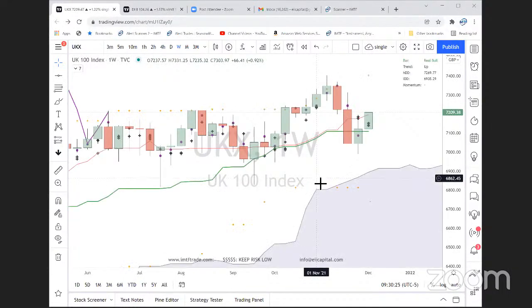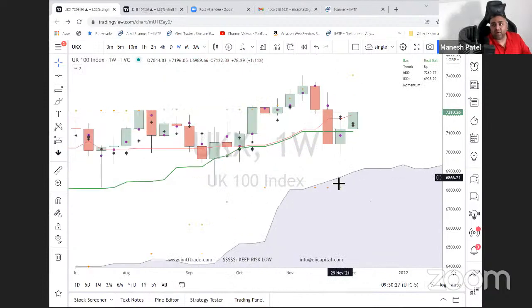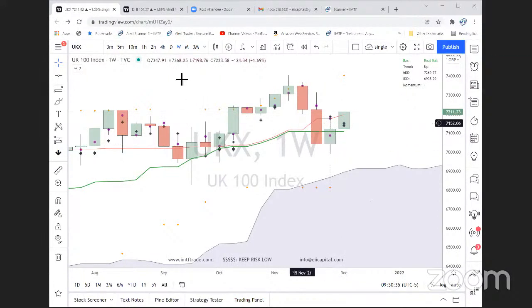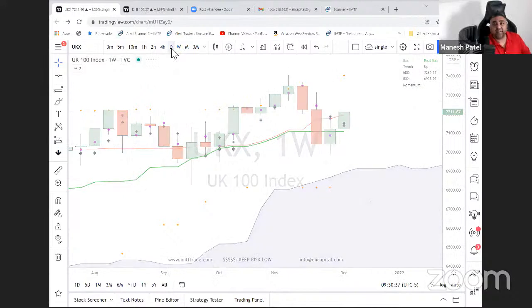Let's hope. Okay, do you guys see a black cross on a red line here? It was bearish, but it never turned real bearish, did it? No, so nothing there on a weekly.